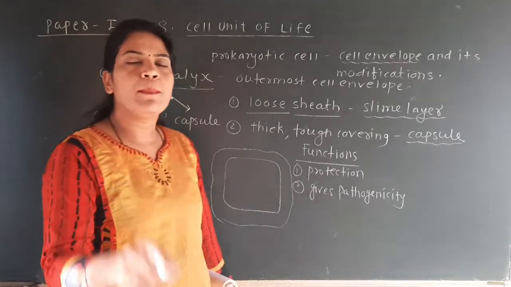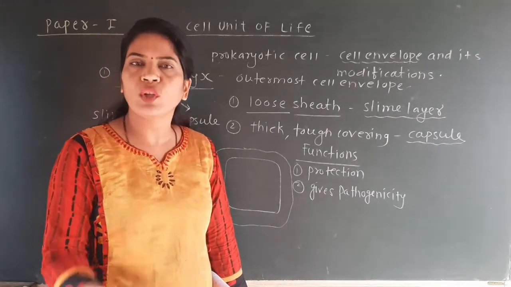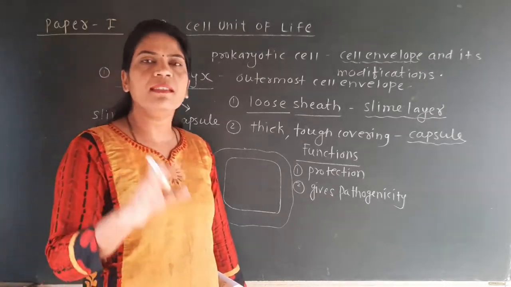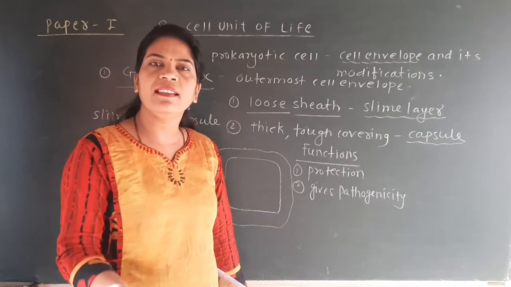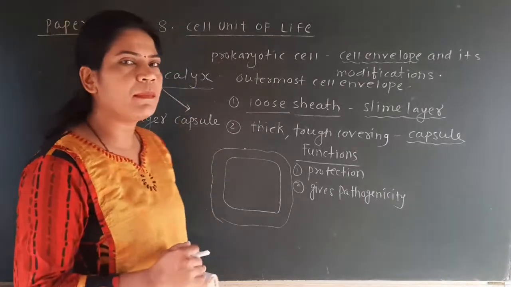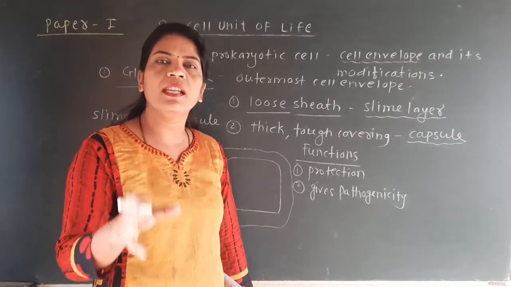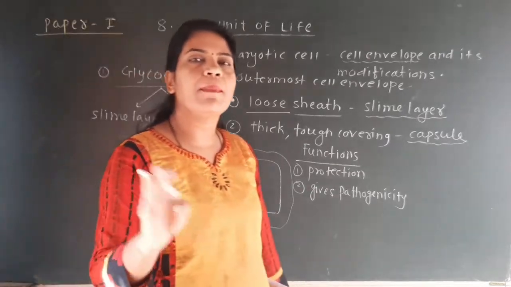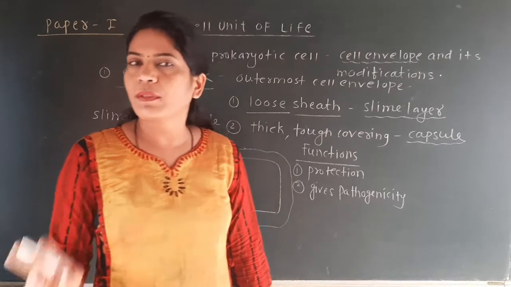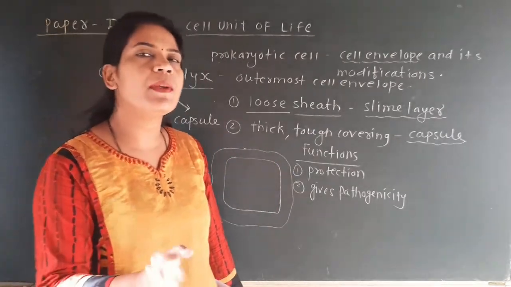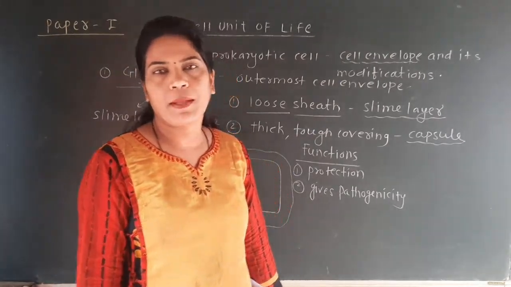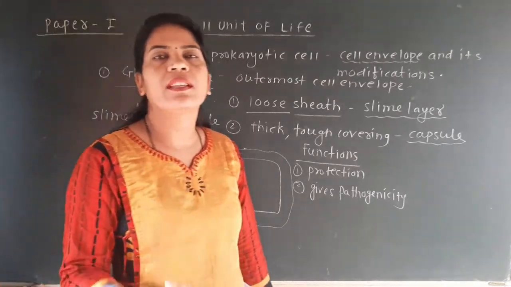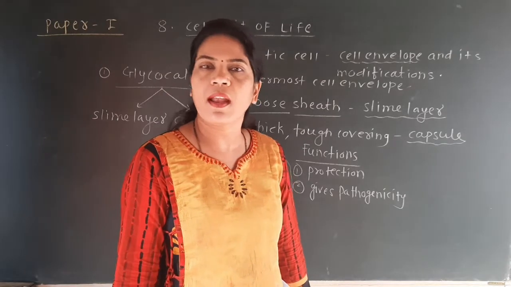You should know the important point from the glycocalyx from the NEET point of view, that is, it is the outermost covering. This glycocalyx is present either as a loose sheath, which we call a slime layer, or as a thick tough layer, which is called a capsule. If a capsule is present, that bacteria is called pathogenic, and if a capsule is not present, that bacteria is called non-pathogenic. And overall the functions of this glycocalyx are protection and giving pathogenicity to the bacterial cell.